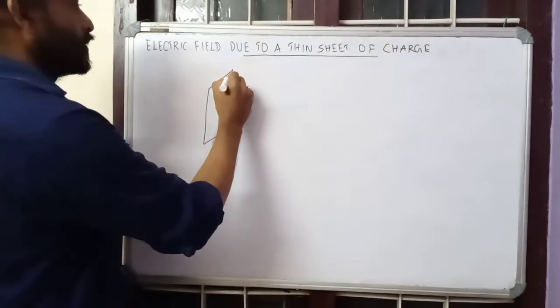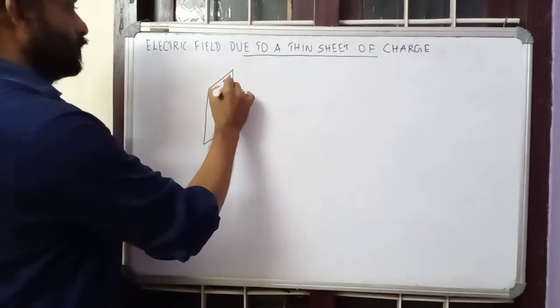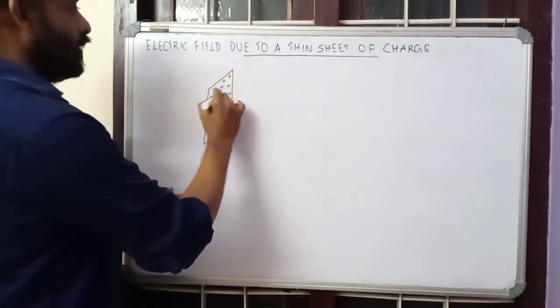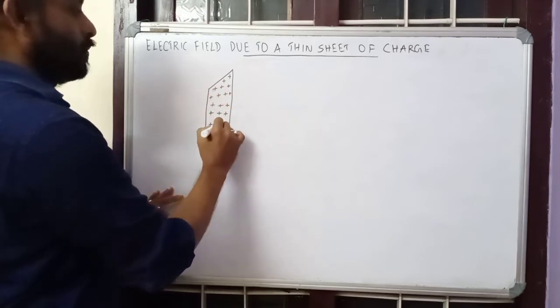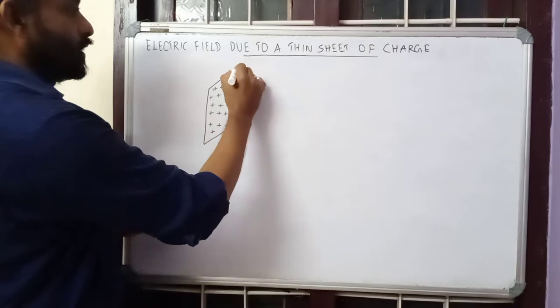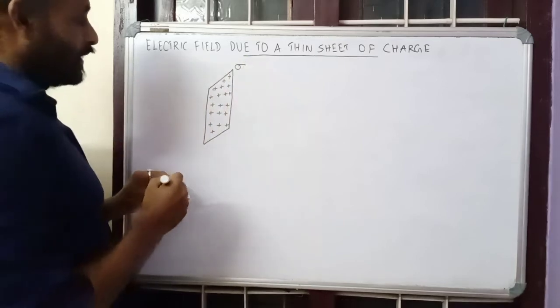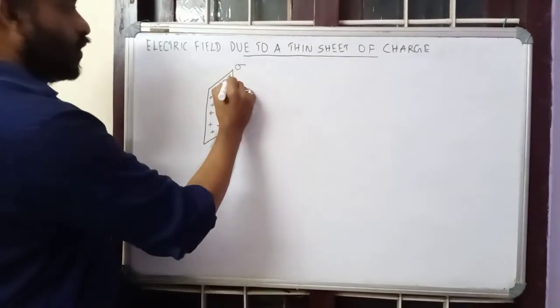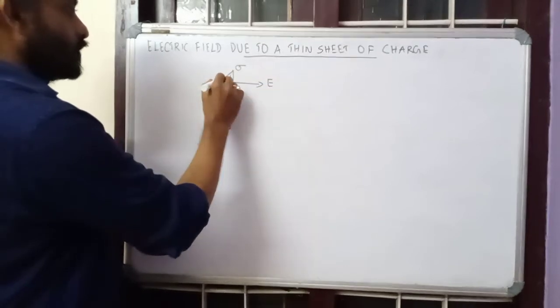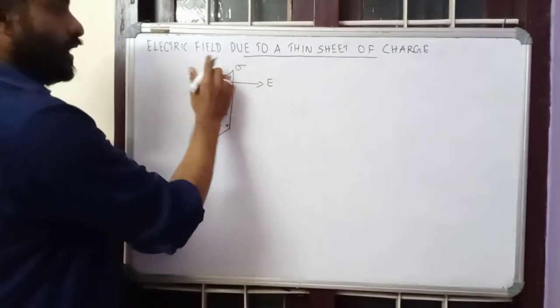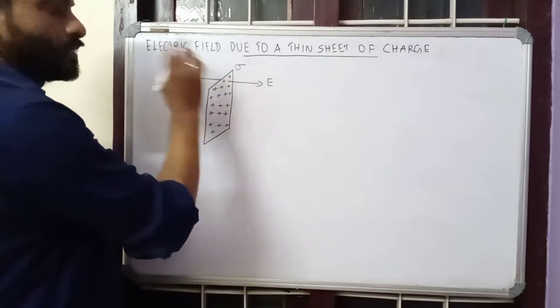It is having a large number of charges. Charges are there having charge density sigma. We don't know the number of charges, but we know only the charge density sigma. These charges can produce electric field in either direction, towards the right side as well as towards the left side. We need to find the expression for electric intensity on either side.